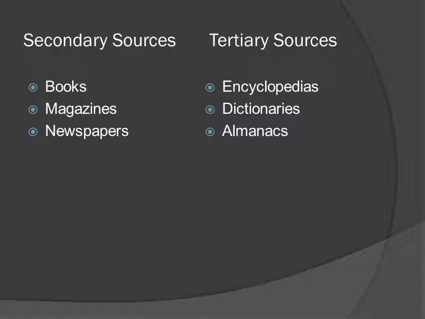Tertiary sources, tertiary just means third, so that's like having the third layer removed. Encyclopedias, dictionaries, and almanacs are usually tertiary sources because they are interpretations of interpretations.